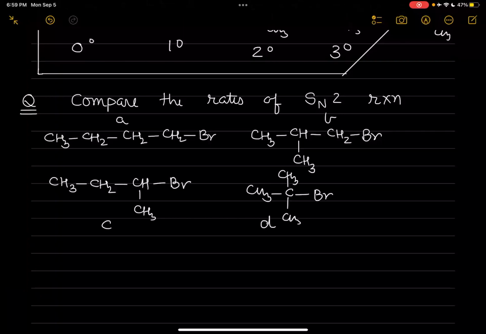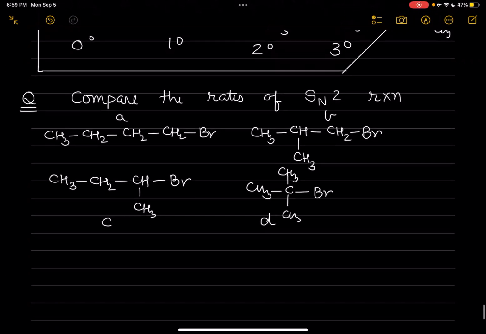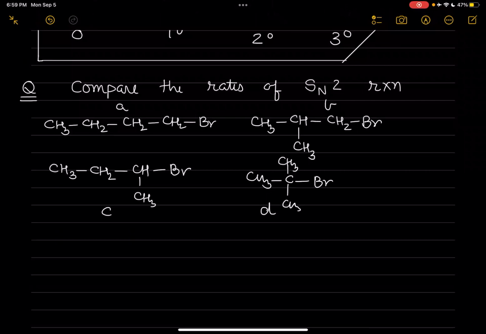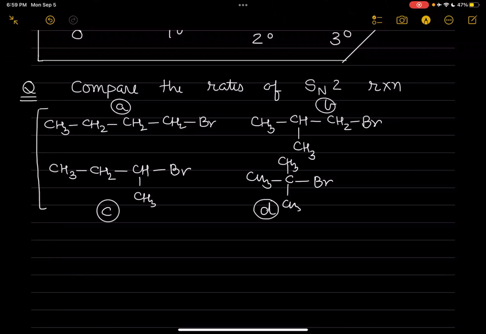So how fast or how quickly can these four molecules react in an SN2 reaction? How can we compare their speed? This is not SN1, this is SN2, the one which we discussed earlier.